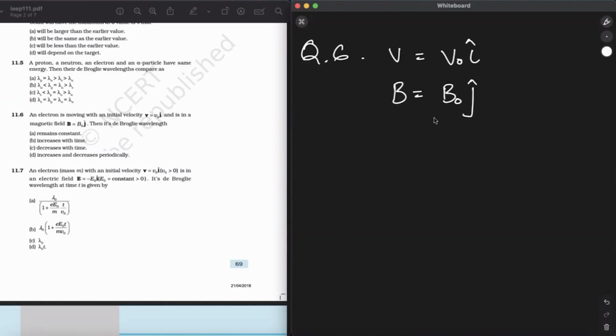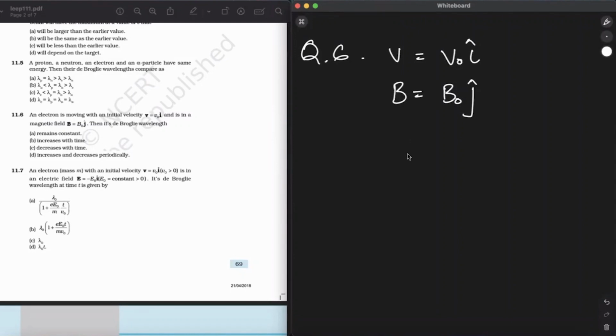Then its de Broglie wavelength... okay, we have to talk about the de Broglie wavelength. The options are: remains constant, increases with time, decreases with time, and increases and decreases periodically. So the correct answer is that the de Broglie wavelength will remain constant. And why will it be?